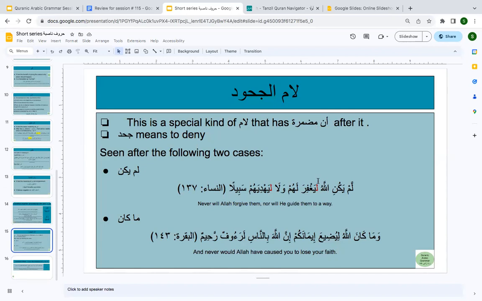Okay, if it is preceded by lam yakun or ma kana and there is a mudare mansoob by li, I am going to call that li as lamul jahud.